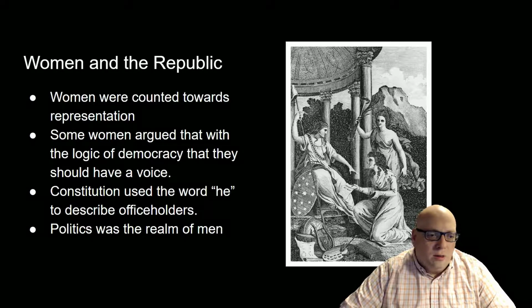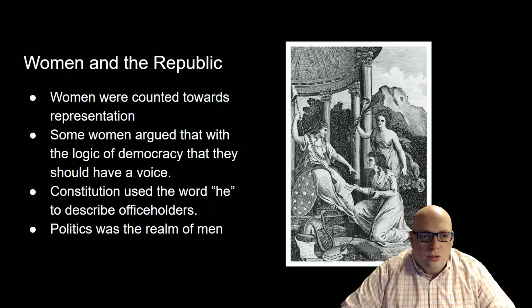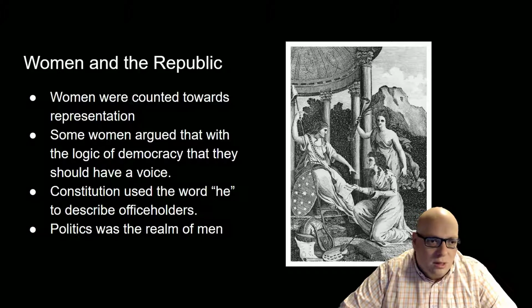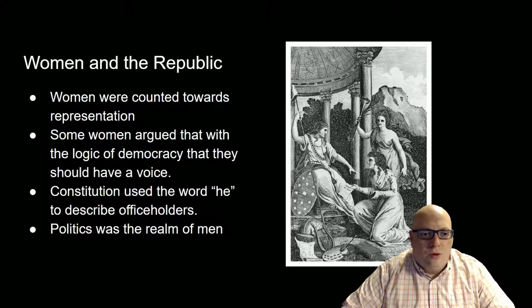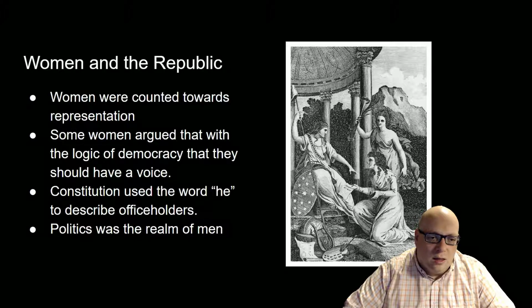So when we talked about the Three-Fifths Compromise, definitely the idea that enslaved people are counting towards representation. But women as well are counting towards representation. And someone argued that under the logic of democracy, wouldn't they have a say? Wouldn't they have a say if they're actually being counted towards representation? Shouldn't they have a say in that government to a certain extent?